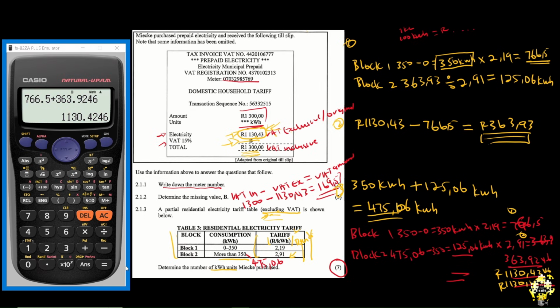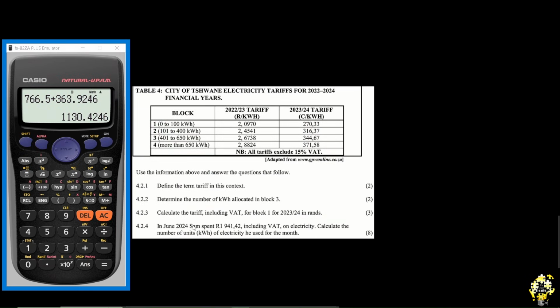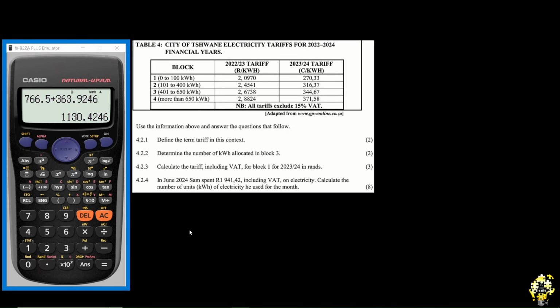Do you see that now you know with certainty that indeed these are the units that you get if you purchase for this amount? So this 7 mark question, you have to work it out, and you also have to prove that it is indeed correct. Let's go to the second one. Now this is the second one.